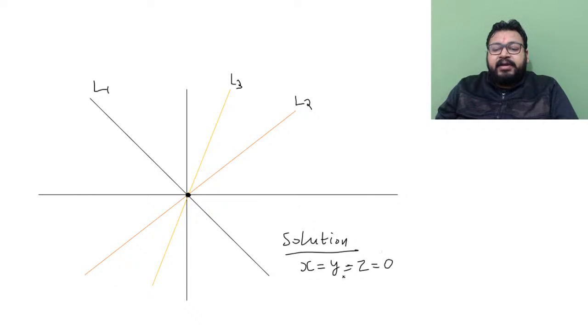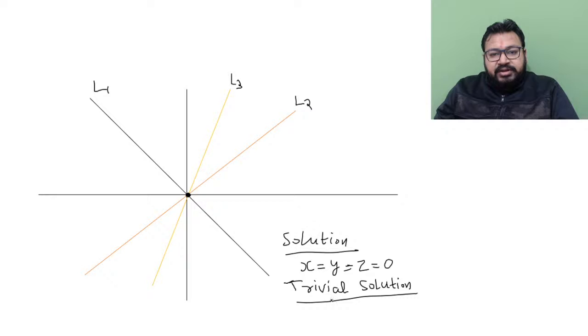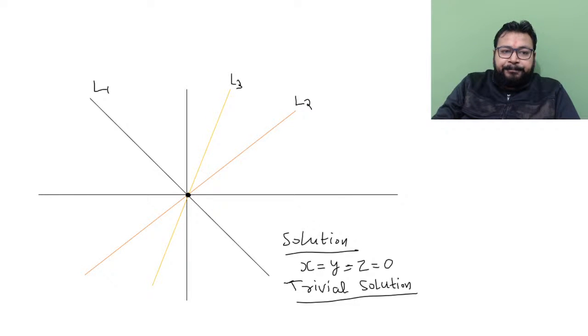x equals y equals z equals 0. So this will be the solution. And guys, this is known as the trivial solution. And guys, this is possible only when the number of equations and the number of variables are the same.